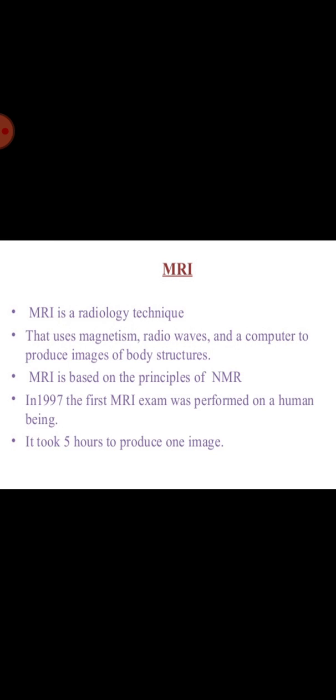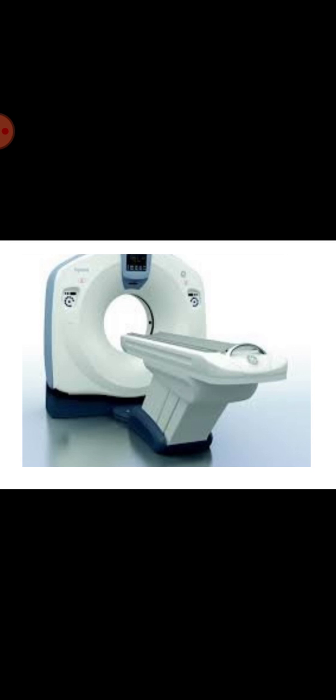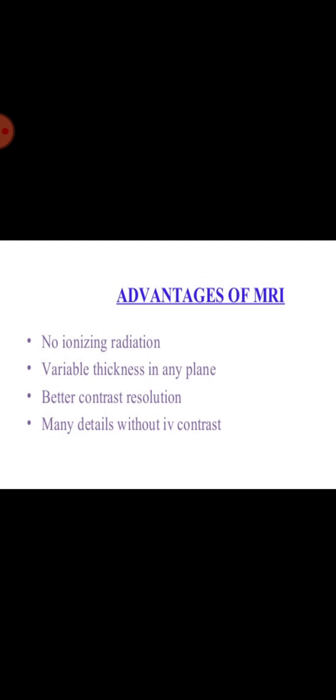So MRI is the radiology technique which uses magnetism, radio waves and a computer to produce images of body structures. MRI is based on the principle of NMR. In 1977, the first NMR scan was performed on a human being. It took 5 hours to produce an image. This diagram shows the practical structure of an NMR system.